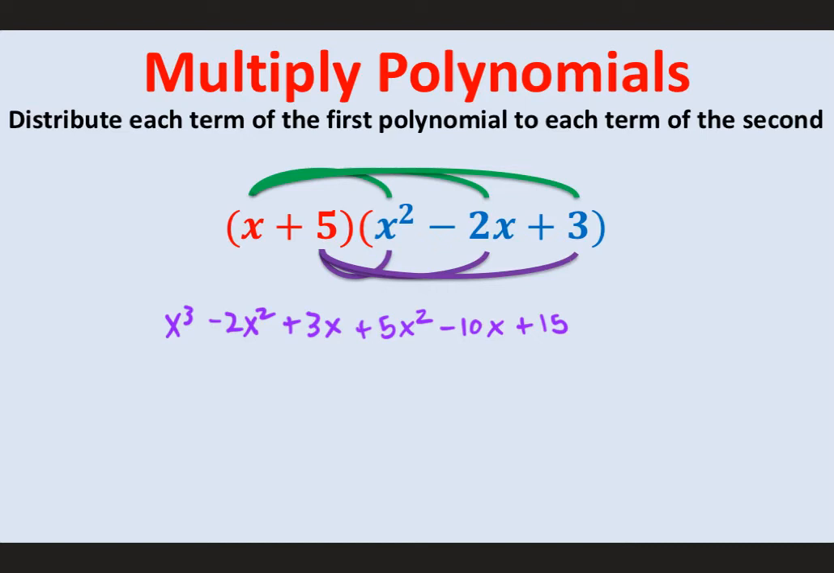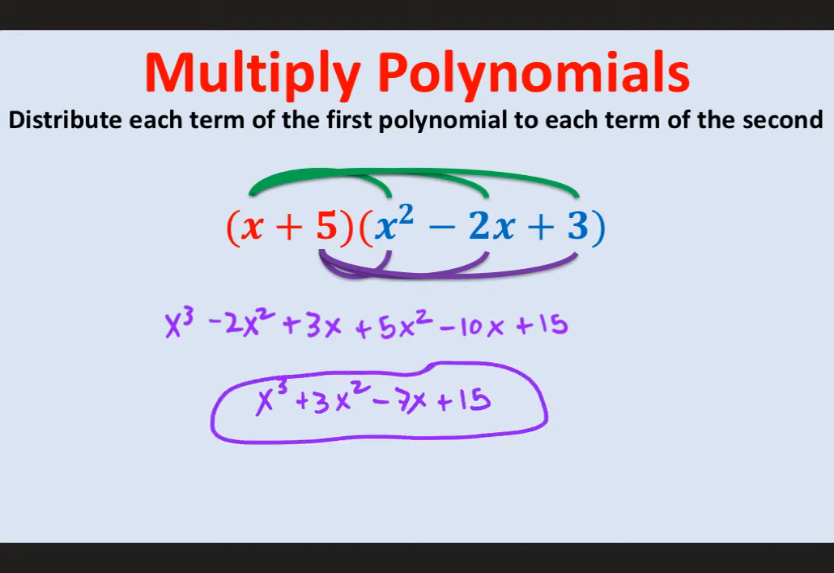I can now go through and combine my like terms to get my final answer. I have just an x cubed. I have negative 2 and positive 5x squared, so that makes positive 3x squared. I have 3x and negative 10x, that makes negative 7x. And then I have just a positive 15 by itself, and that is our final answer.